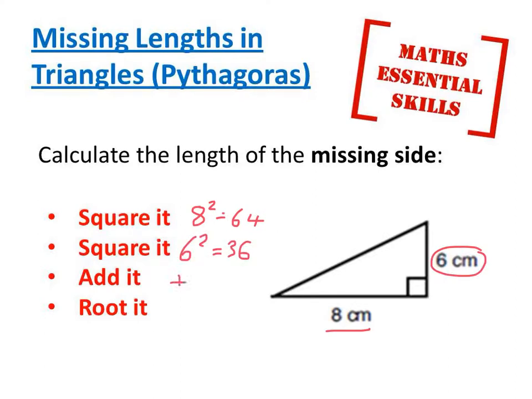We'll then add our answers up. 64 add 36 is 100. We'll then root it. Square root of 100 is 10. And that's the answer to this question. 10 centimetres. Square it, add your answers and root it.